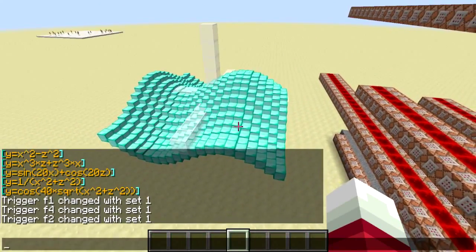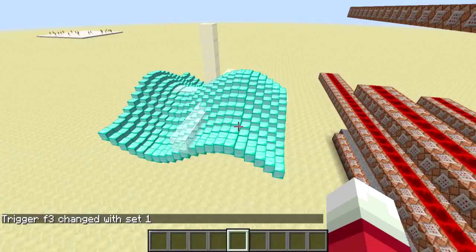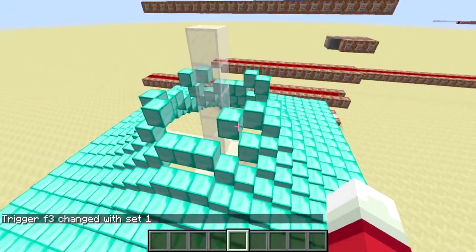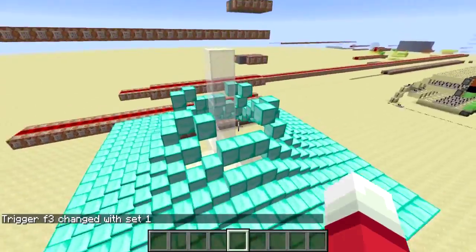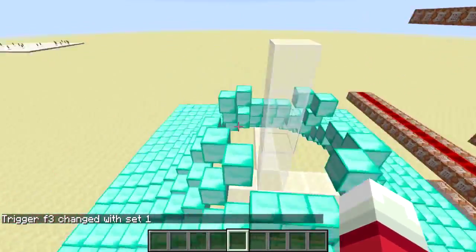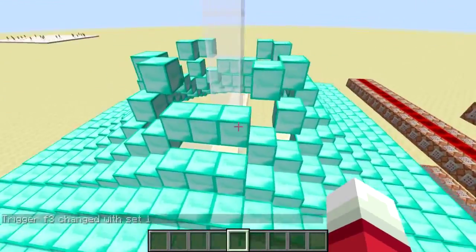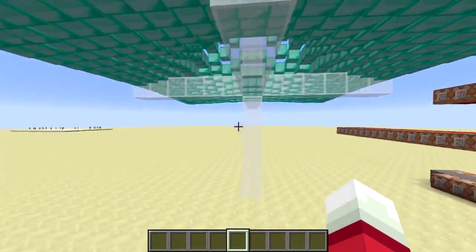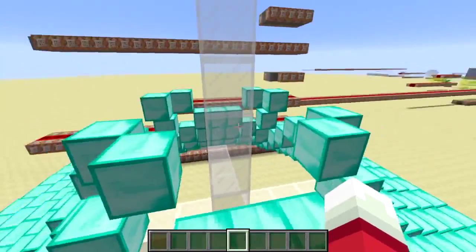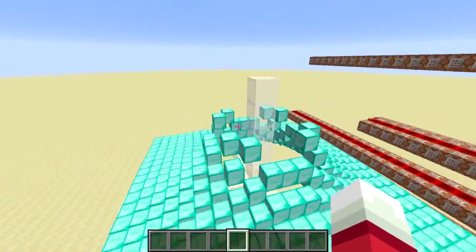Next one, 1 over x squared plus z squared. So this one looks kind of like a volcano. These curves would keep going up, except there's a limit to how high I can render the blocks, just because of the limitations of the system that I've built. So it kind of cuts it off, but it would keep going up if it was able to.